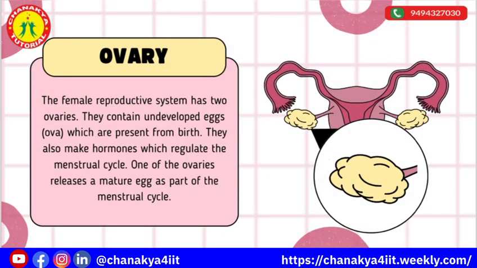Ovary. The female reproductive system has 2 ovaries. They contain undeveloped eggs, ova, which are present from birth. They also make hormones which regulate the menstrual cycle. One of the ovaries releases a mature egg as part of the menstrual cycle.